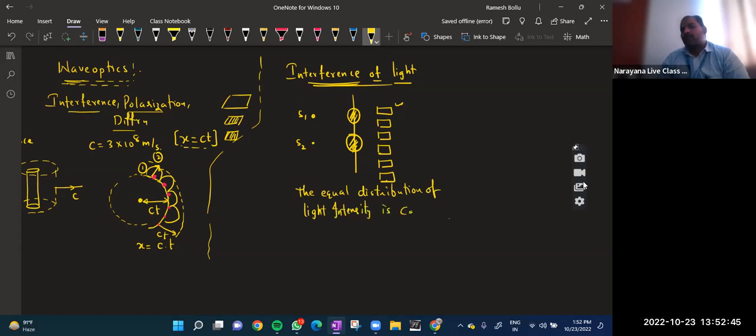What is this called here? Interference. Understood, students? Why? Because this wave is interfered by this wave, and the first wave also interferes with the second wave. Second wave also interfering. Interfering means what?